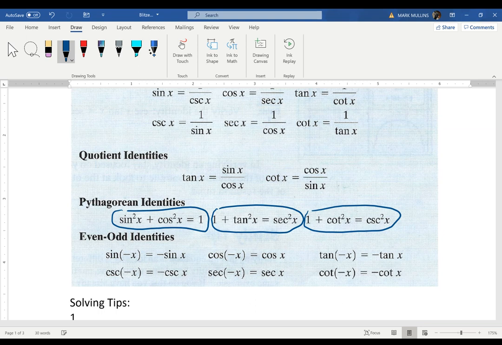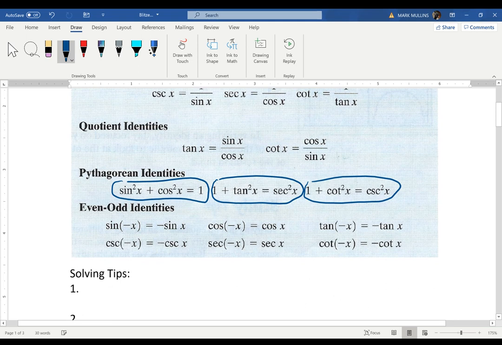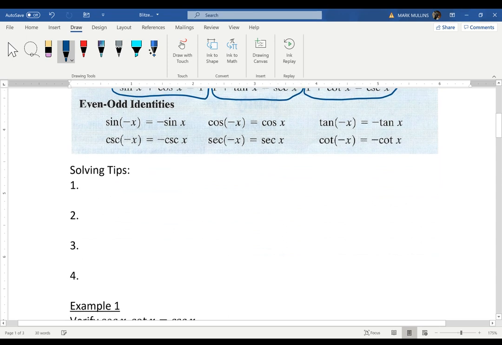And then even odd identities. So you'll notice, if I take pretty much the sine, anything of a negative x, they end up being negative except for the cosine and the secant ones. So we're going to look at verifying trig identities today. This is what the whole day is going to be about.